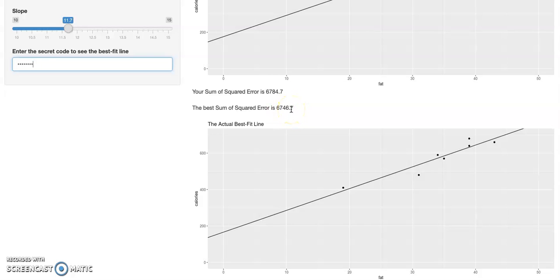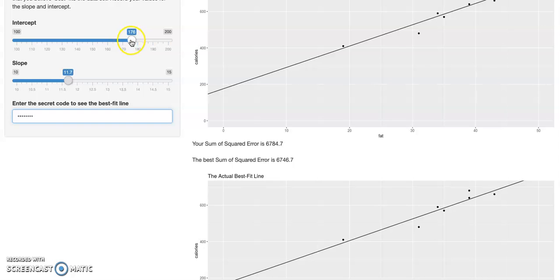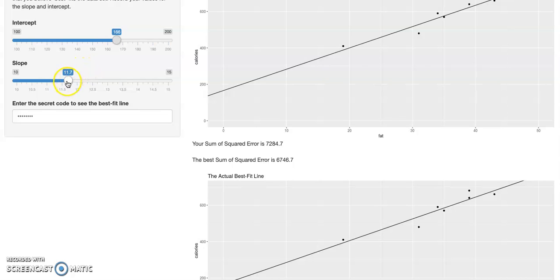And that line is actually going to have an intercept of 166, so let me try changing this, and a slope of 11.95. And you'll see that when I do that, now I've got a sum of squared error of 6,746.7. And I'm telling you that this is as small as you can possibly get. So let's say that I just barely increase my slope. I go from 11.95 to 12. This number got a little bit bigger. So this is not quite as good of a line.